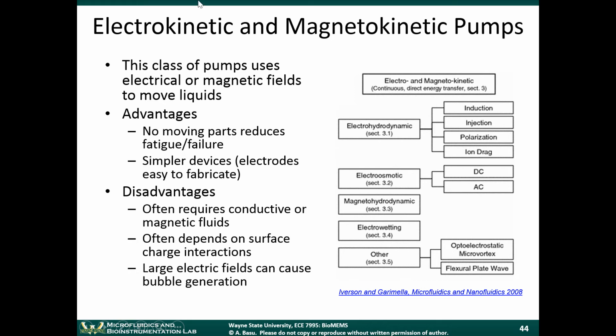If we talk a little bit more now about the electrical and magnetic pumps, these classes of pumps use electrical or magnetic fields to move fluids through the chip. Some of the obvious advantages are that you don't have moving parts, which can fail due to fatigue. And you can also have simpler devices in the sense that electrodes are fairly easy to fabricate. If you want to get an electric field inside your microfluidic channel, you can fabricate electrodes in there.